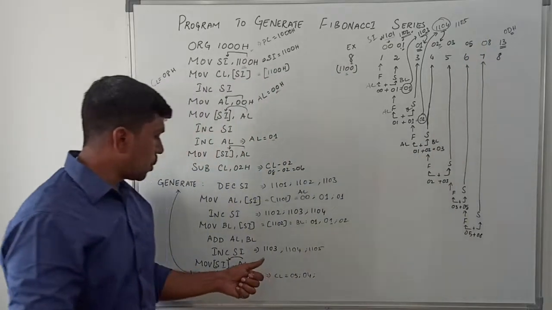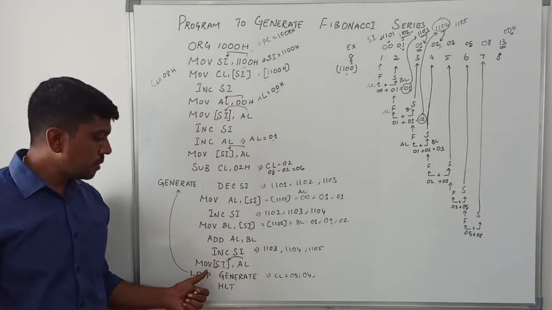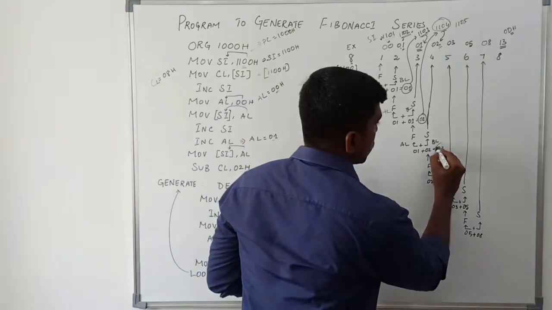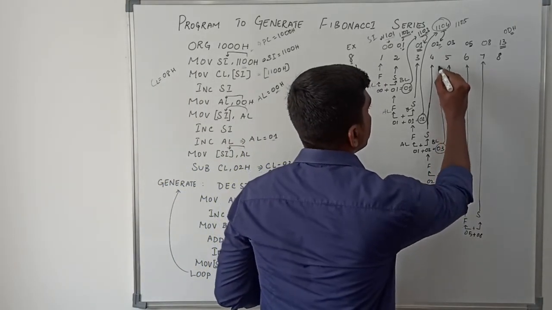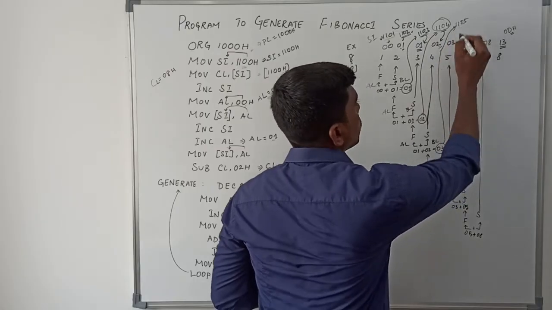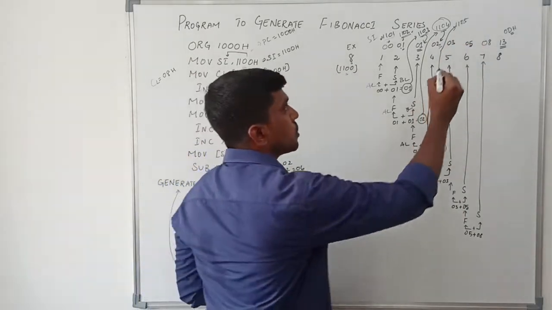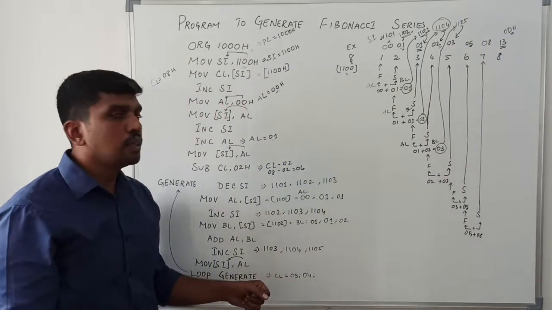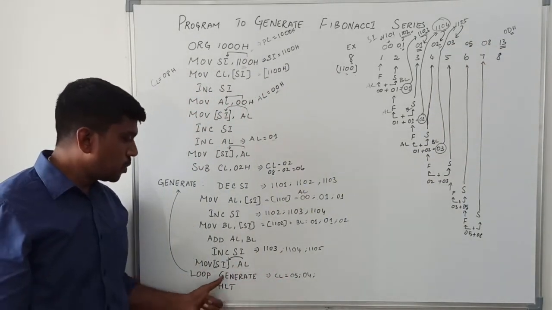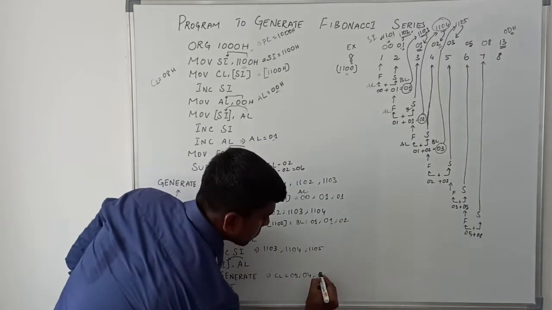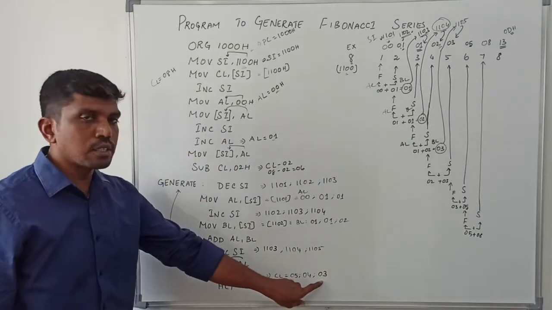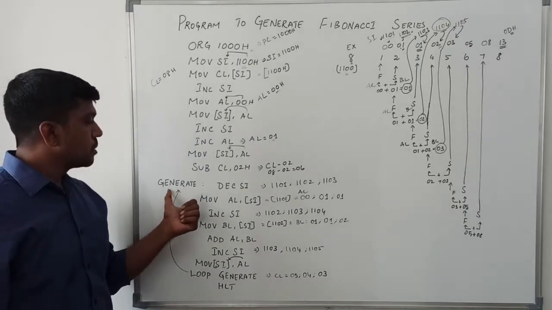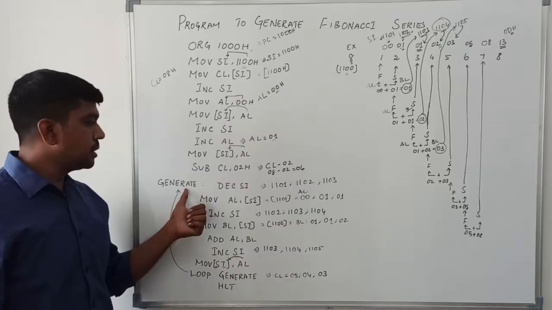So this data is stored in the register SI. Move [SI], AL. The AL value is 03, so this value is transferred to the memory location 1105. After execution of this instruction, the 1105 memory location holds the data 03. Then LOOP generate. Decrement the CL register count. Now the CL register count is 03. It executes here, the label name mentioned here is generate.